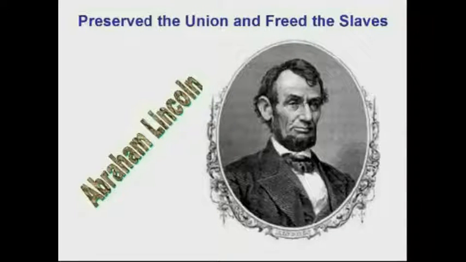President Abraham Lincoln is generally considered one of our greatest presidents. He is best known, as we learned in school, for preserving the Union and freeing the slaves. Preserving the Union while he was president was foremost in his mind at all times. But was freeing the slaves? Well, let's take a look.